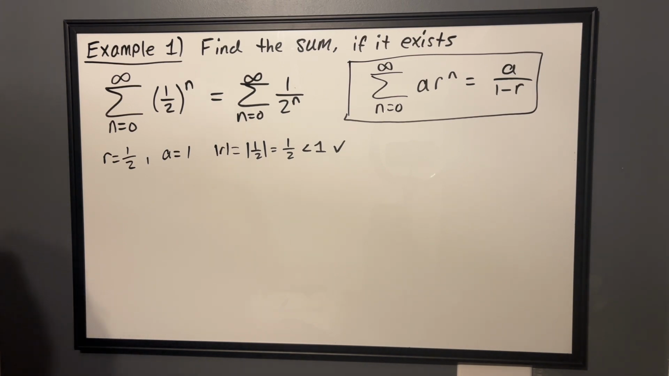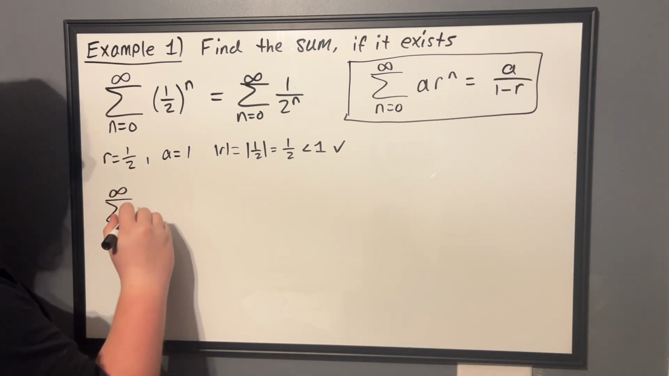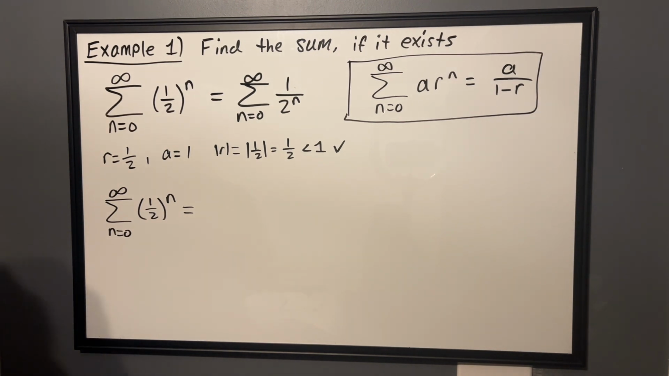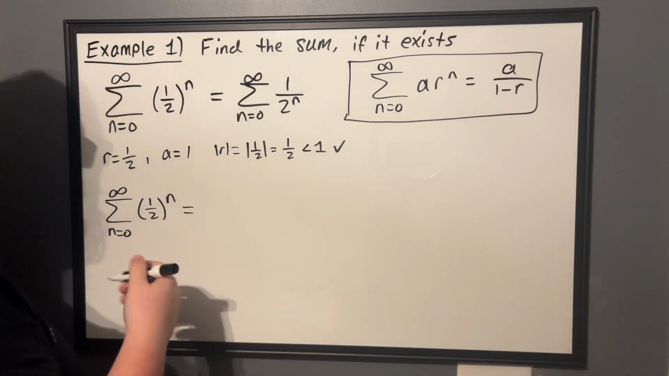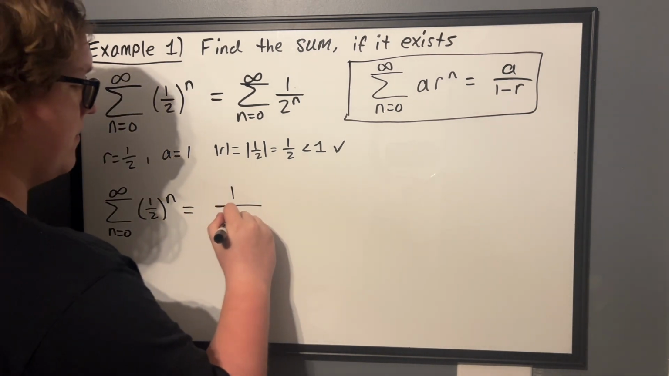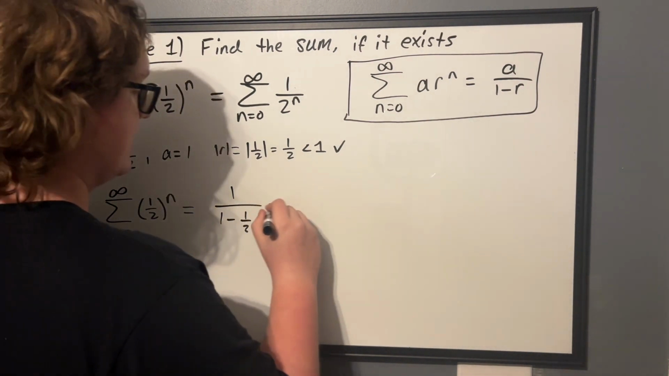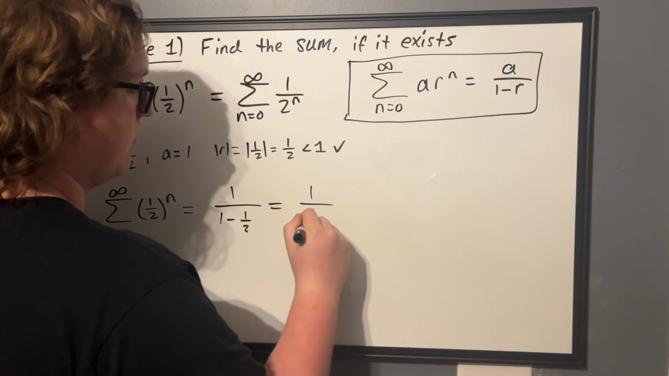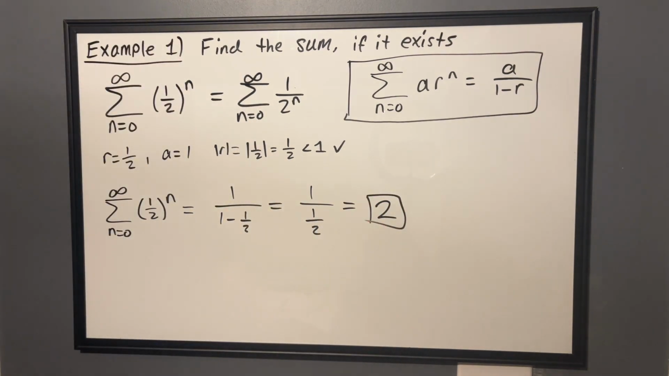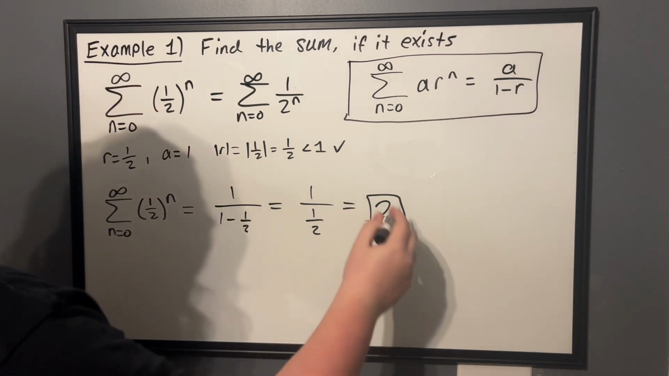So we're going to figure out what the sum is now. The sum from n equals 0 to infinity of (1/2) to the n, because the absolute value of r is less than 1, is a over 1 minus r. In this case, a was 1, so it's 1 over 1 minus 1/2. Now we can figure this out pretty easily, because 1 minus 1/2 is 1/2, and 1 over 1/2 is equal to 2. And that's the answer. That is the sum of this series. So this series will converge, and it converges to 2.